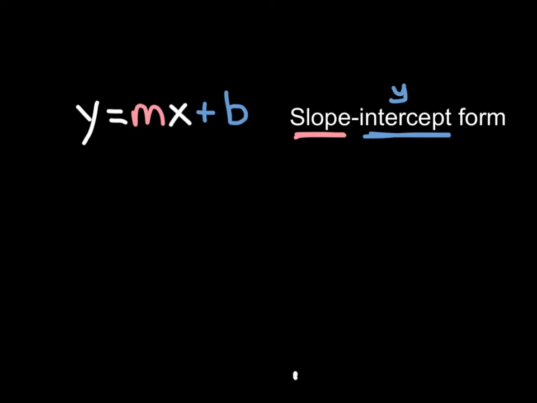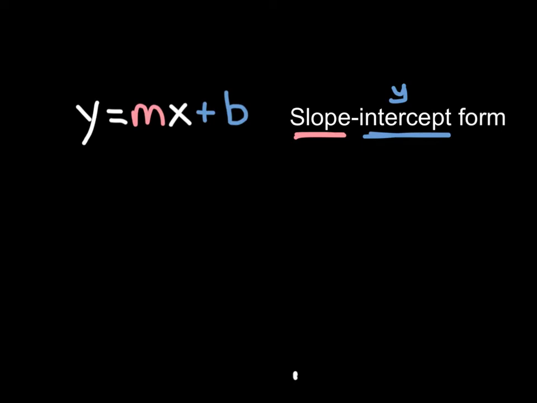So when we talk about the slope, we talked about that in the last couple of lessons. We talked about the steepness of a line, and then the intercept is the y-intercept, okay? So where it crosses the y-axis, and we've also been talking about the intercepts in the last couple of lessons.